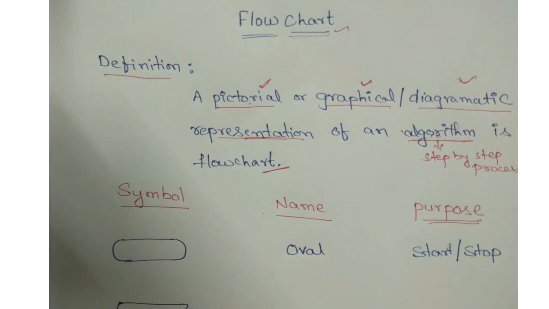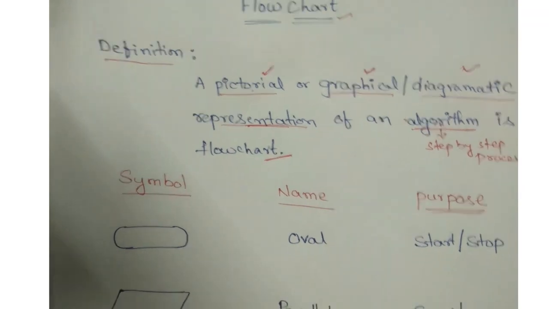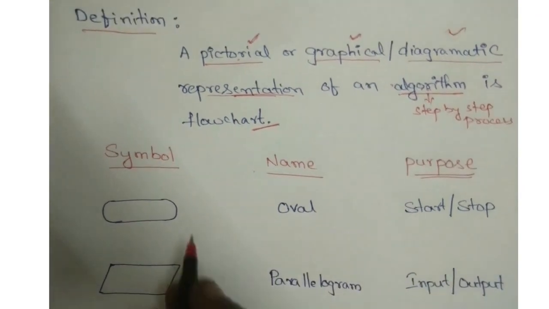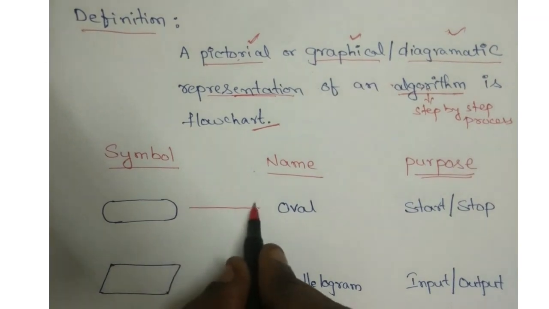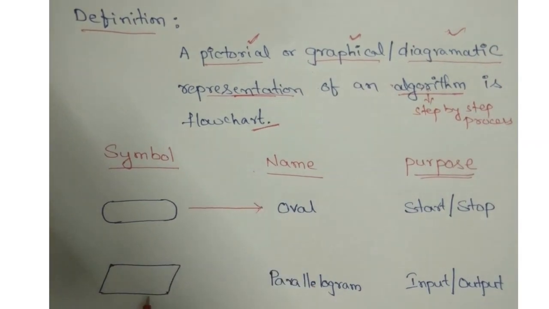Then how can we represent an algorithm diagrammatically? In a flowchart we have different symbols, different mathematical symbols, to represent each step in your algorithm. Here we have to see what are the different symbols we have. The first symbol is the oval.